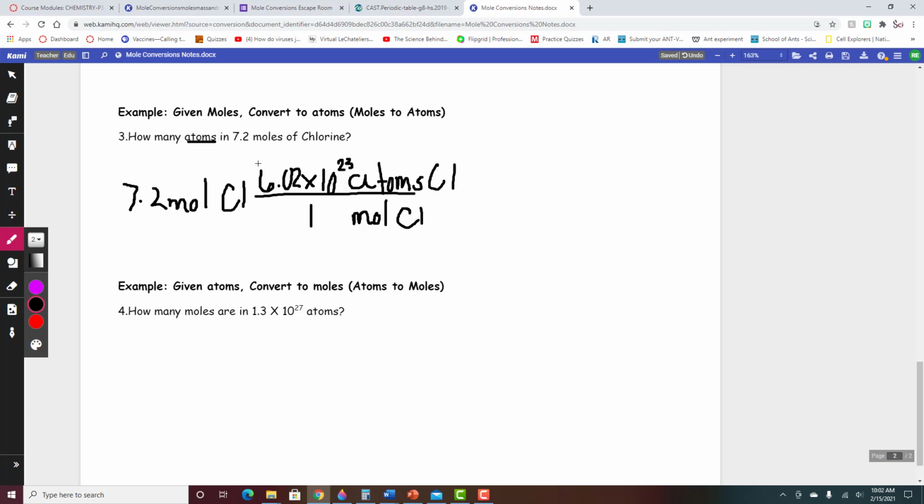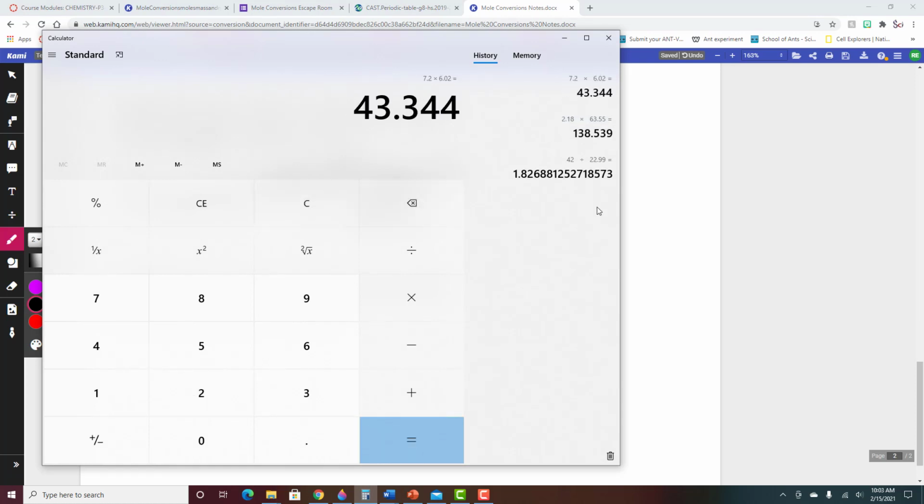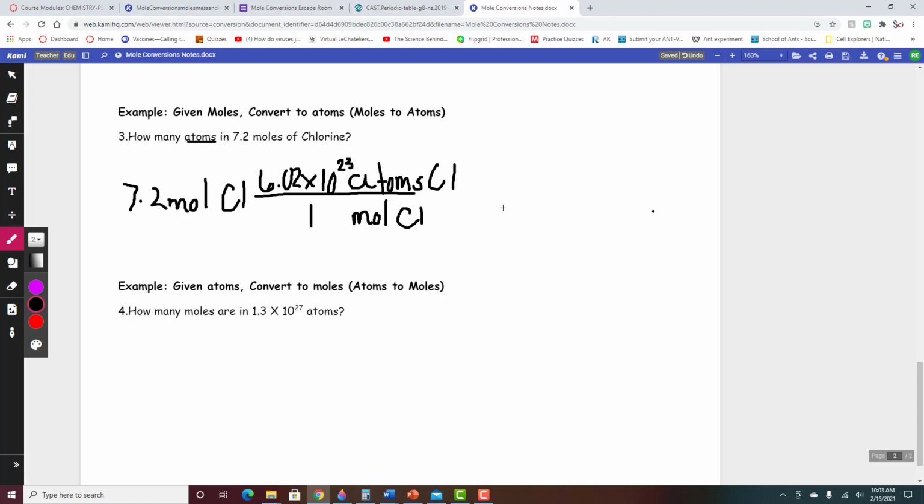So I've got 7.2 and 6.02 is on top, and I multiply by the top. And so I'm going to multiply 7.2 times 6.02. So let me go to my calculator. 7.2 times 6.02 is 43.344. So let's do 43.3. Right? Now, I got this 10 to the 23rd. You're going to take this 10 to the 23rd and you're just going to drop it there, times 10 to the 23rd.